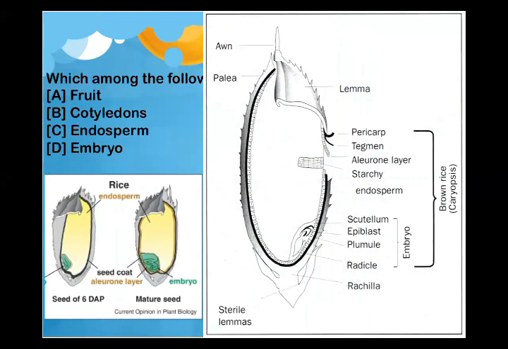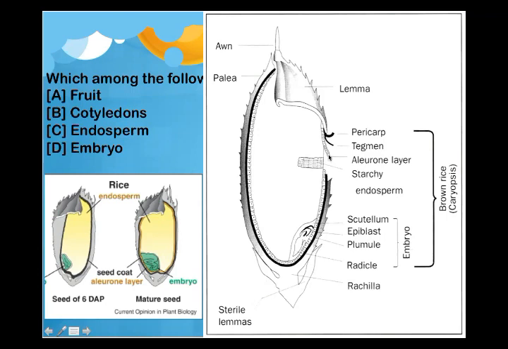The major part of the caryopsis, the fruit type in rice, is called caryopsis. The caryopsis possesses a high amount of endosperm. When you look at this particular illustration, only this part is the embryo and the rest of the part is the endosperm where we get starch.